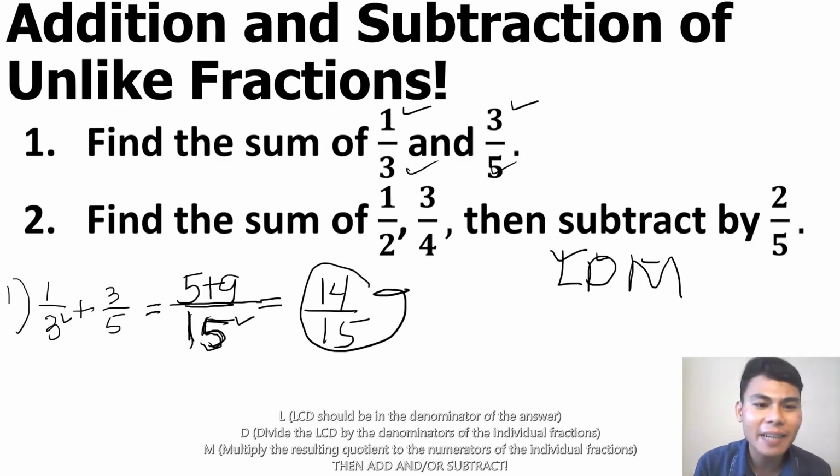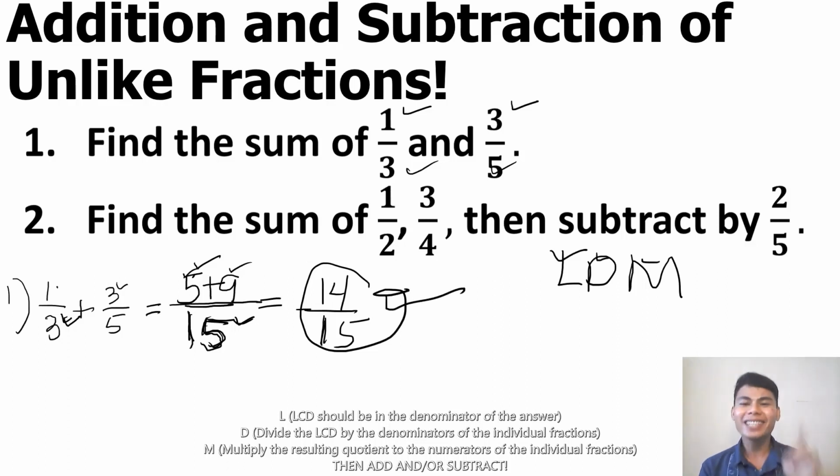Okay. Tapos, ano nga process? 15 divided by 3, 5, times 1, 5. Okay. Tapos, 15 divided by 5, 3, times 3, 9. And 5 plus 9, 14. Tapos, huwag kalimutan, may denominator tayong 15. And that's the answer. That's just it. Di ba? Very basic. Again, I love to learn math.